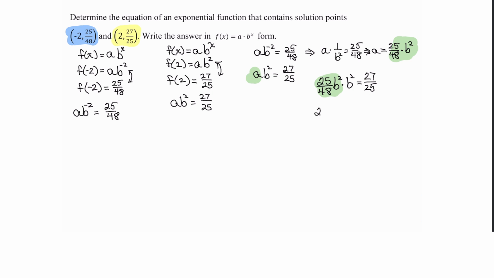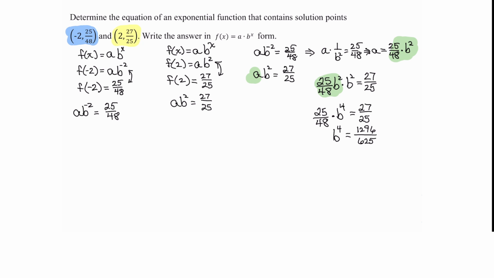Well, this gives me 25/48 times b to the 4th is equal to 27/25. Solve for b to the 4th by multiplying both sides by 48/25, and I get b to the 4th is equal to 1,296/625.